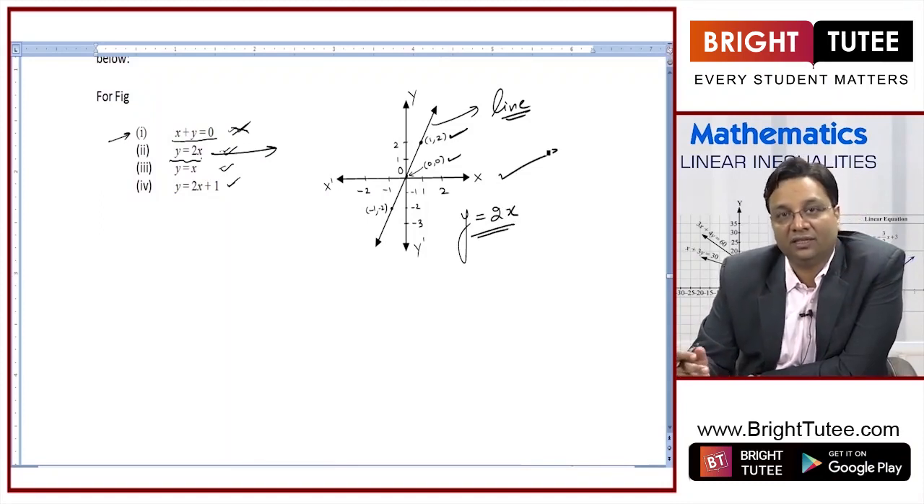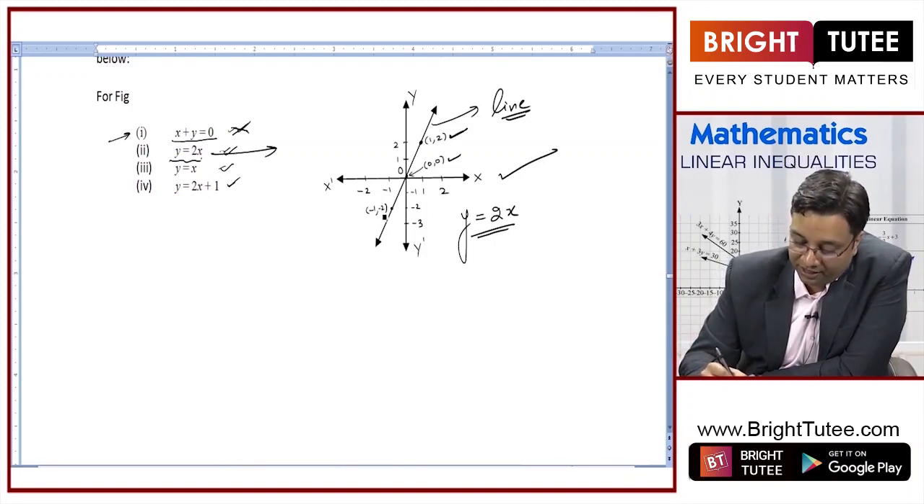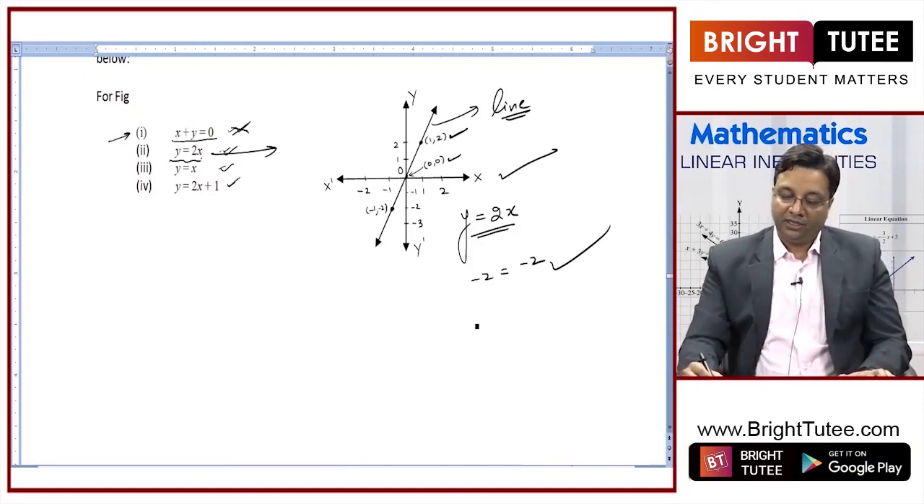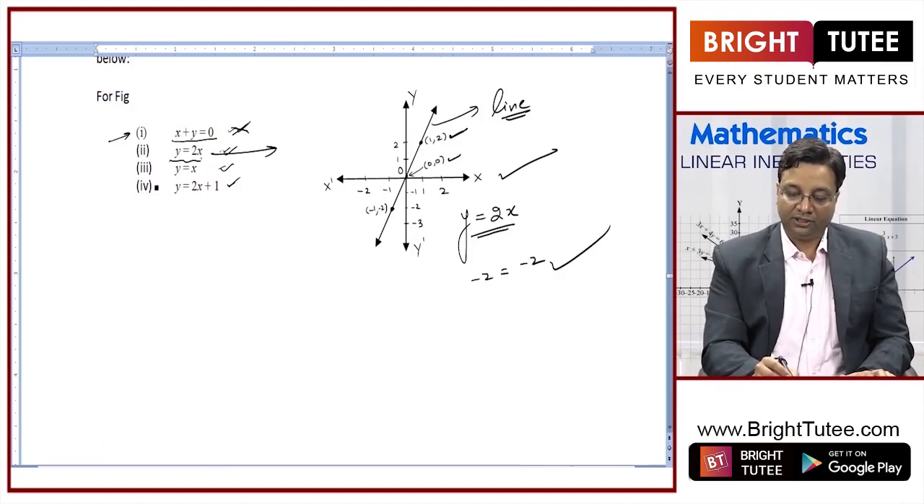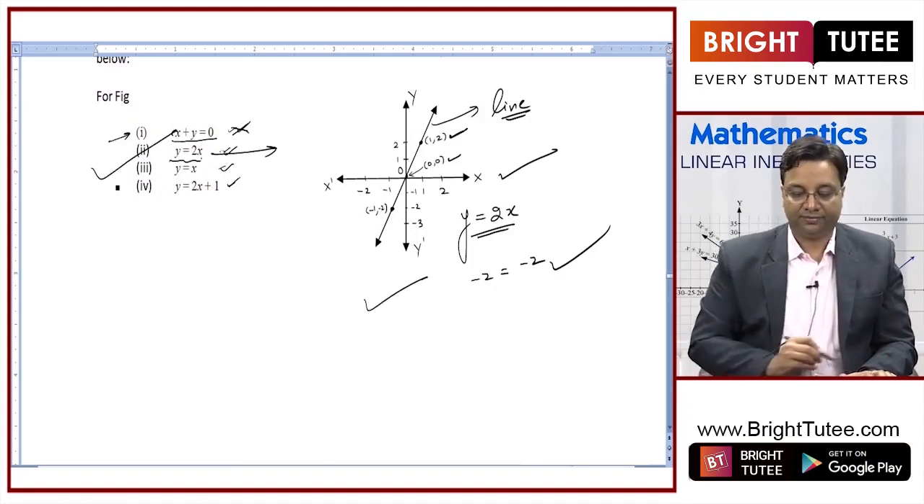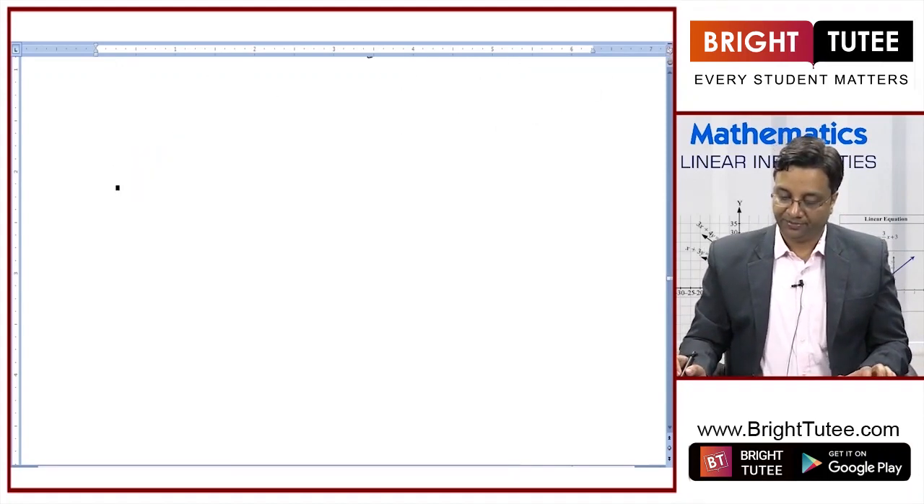So this is the solution, or this is the equation for this given graph. Now you can check the third point also and see whether it satisfies it or not. It will definitely satisfy it. The third point is negative 1, negative 2. If you put x equal to minus 1, the right hand side will be minus 2 and y is minus 2. So yes, this point satisfies this line as we predicted. Okay, so the answer for this graph is the second one, y is equal to 2x.